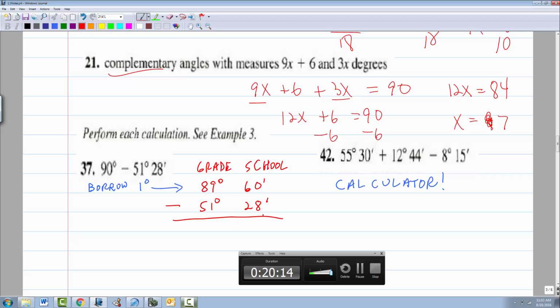This is one way. The other way, I'm just going to verbalize. Turn 51 degrees 28 minutes into a decimal. Take 90 minus decimal. Get that decimal answer. Convert the decimal back to degrees, minutes, and seconds. Did you hear all those steps? This one's easier. What's 60 minus 28 is all you have to worry about. 32. What's 89 minus 51? Is it 38? Is that what you said?